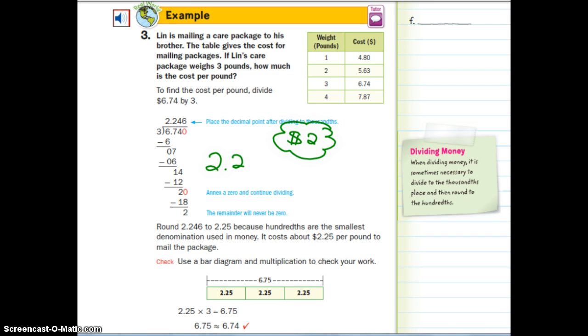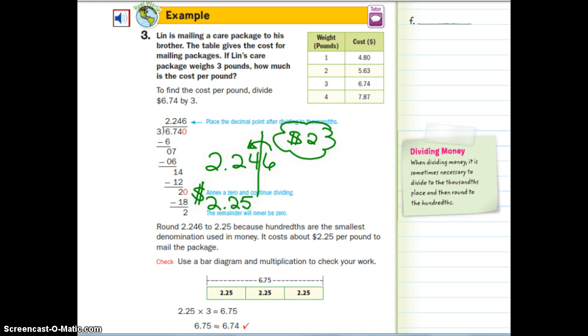Again, 2.246. Cents is only 2 digits. So I have to look over the fence. In this case, I'm going to round. I'm going to get 2.25, or $2.25.